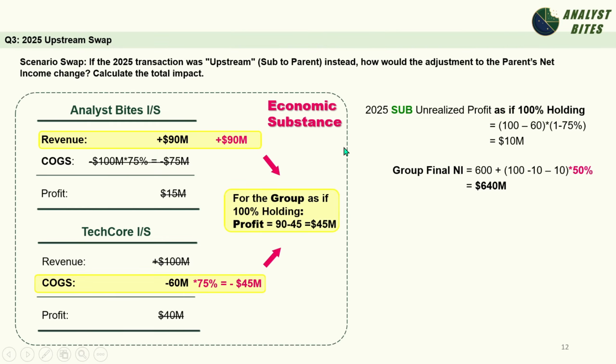Let's look at the economic substance. The group's only true revenue is 90 million, and the original cost was 45 million, so the true profit is 45 million. Let's verify. Parent's profit plus subsidiary's profit minus unrealized profit is 45 million. So whether profit flows up or down, as long as the sales ratio is the same, the impact on consolidated net income is identical. Upstream, perfectly solved.